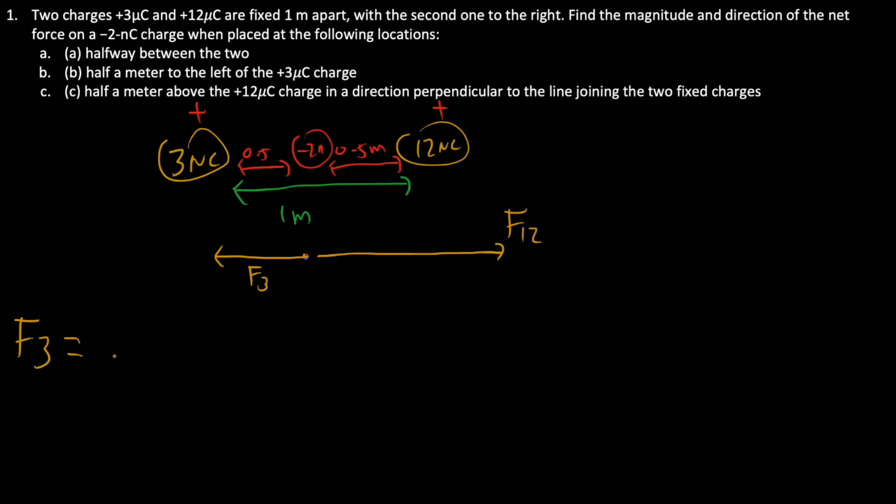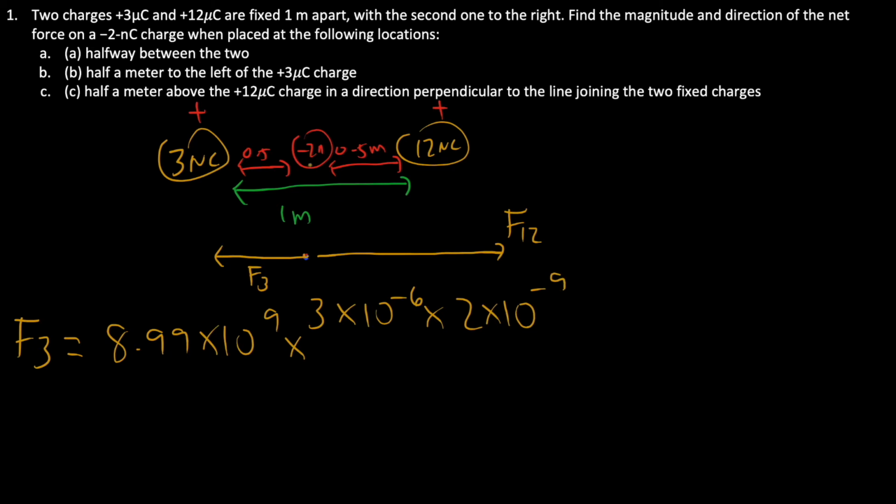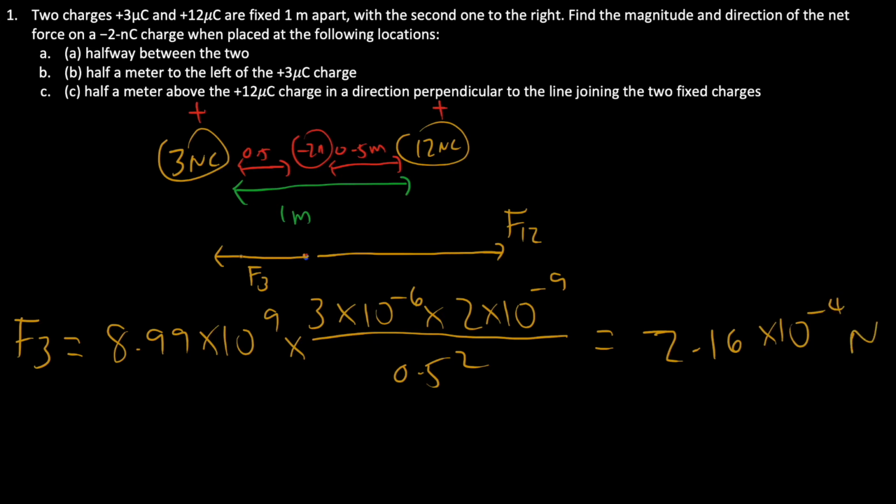So F3 is going to equal Coulomb's constant, 8.99 times 10 to the 9th power, times the 2 charges, so 3 times 10 to the negative 6th power coulomb. You convert microcoulombs to coulombs by multiplying by 10 to the negative 6th power, and convert nanocoulombs to coulombs by multiplying by 10 to the negative 9th power. I ignore the negative sign here because I just want to calculate the magnitude, over r squared, so 0.5 meter squared, and you should get 2.16 times 10 to the negative 4th Newton. Because the force points leftward, we put a negative sign here to represent the direction.